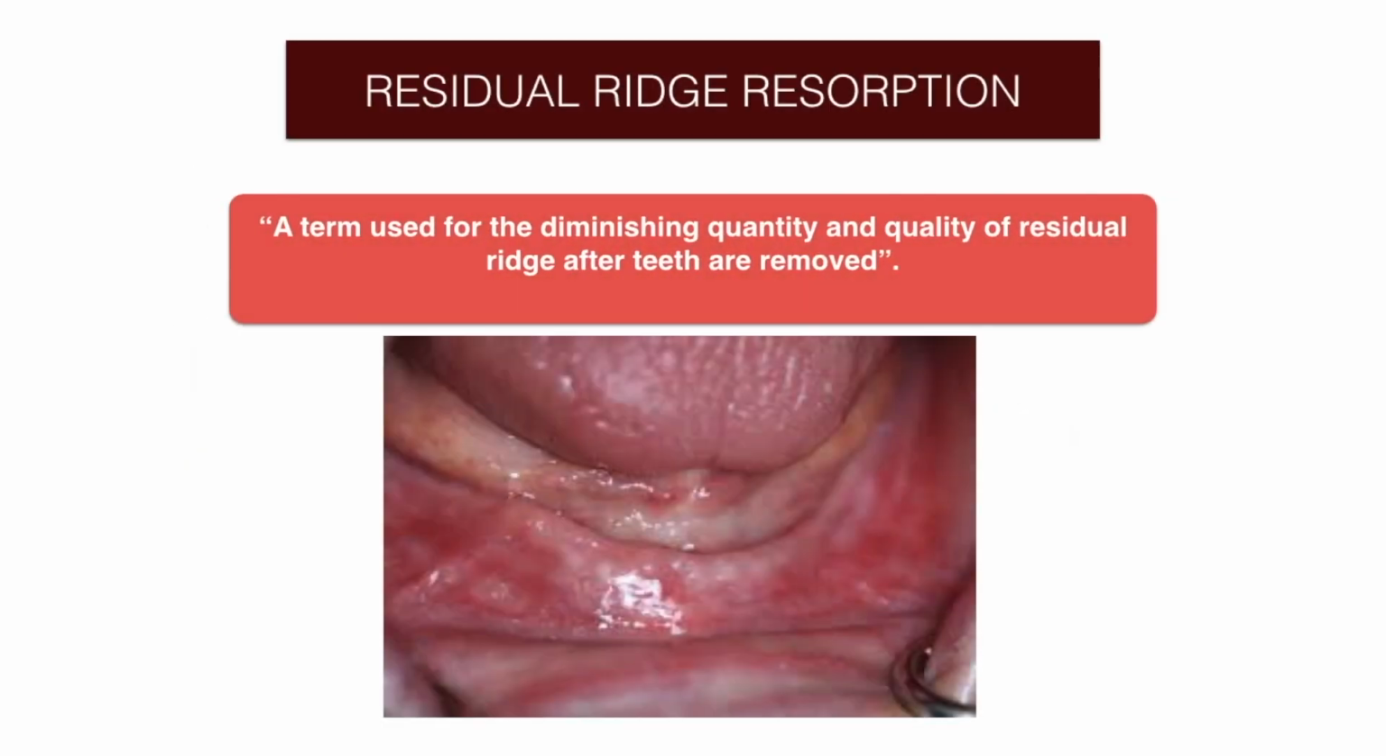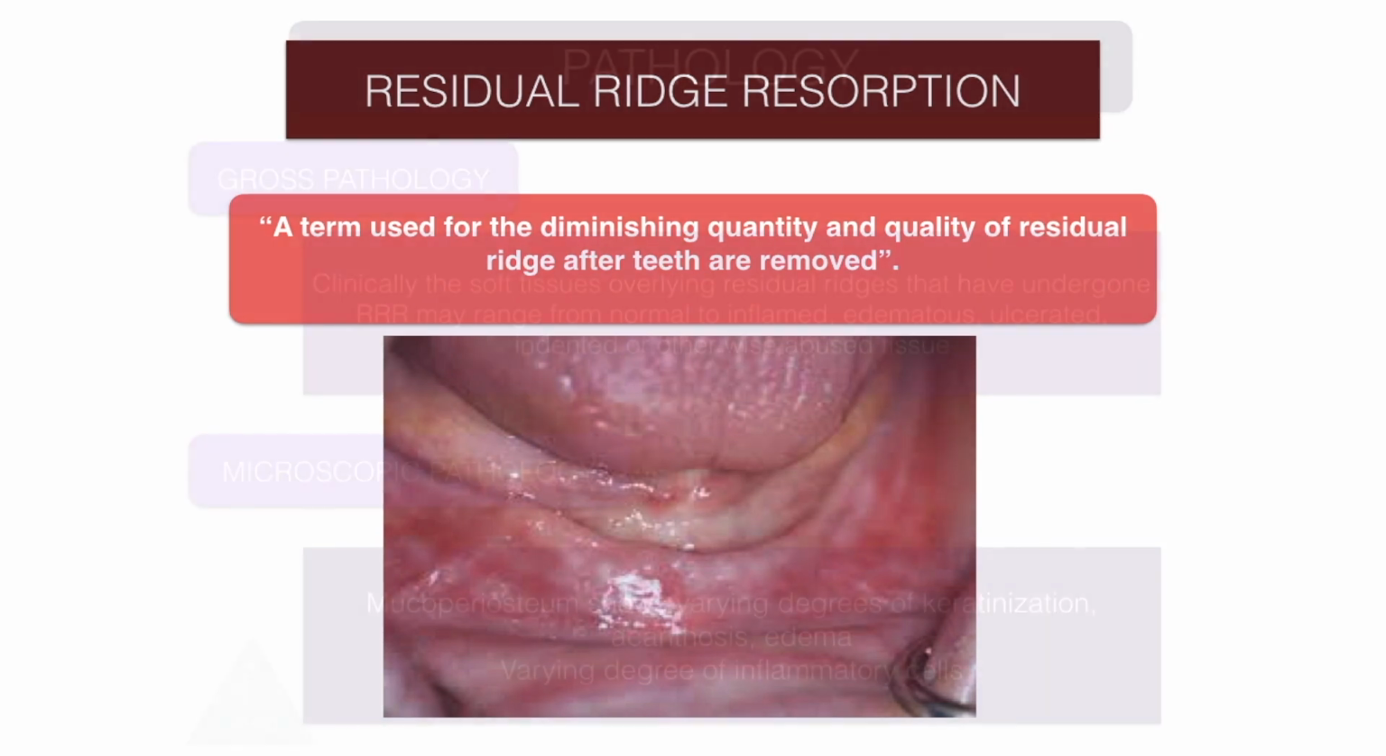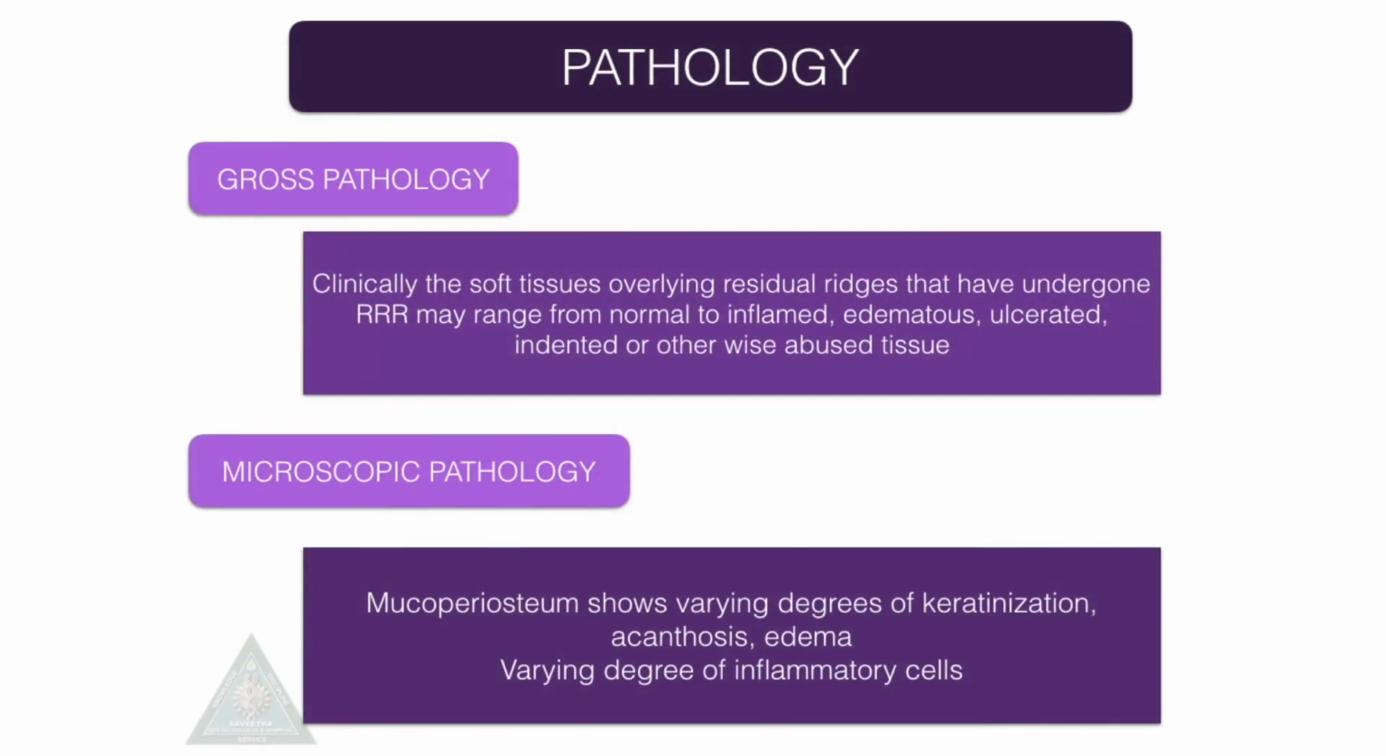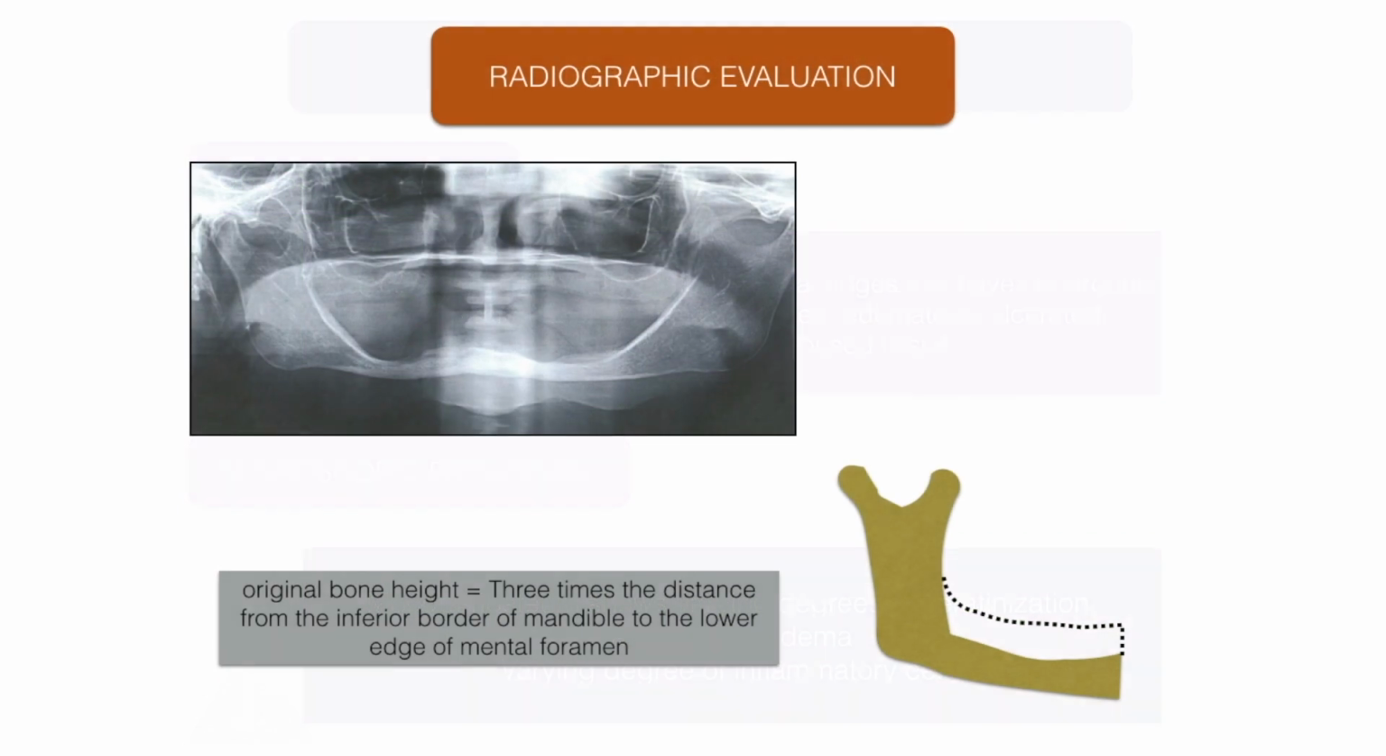Residual ridge resorption is a term used for the diminishing quantity and quality of residual ridge after teeth are removed. Clinically, the tissue overlying the residual ridge may look normal, or inflamed, or edematous and ulcerated. Microscopical analysis reveals mucoperiosteum showing various degrees of keratinization and acanthosis, and varying degrees of inflammatory cells are present.